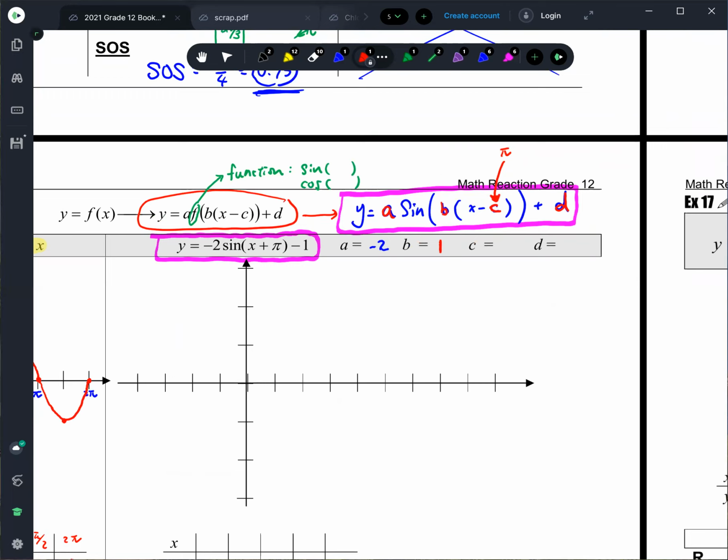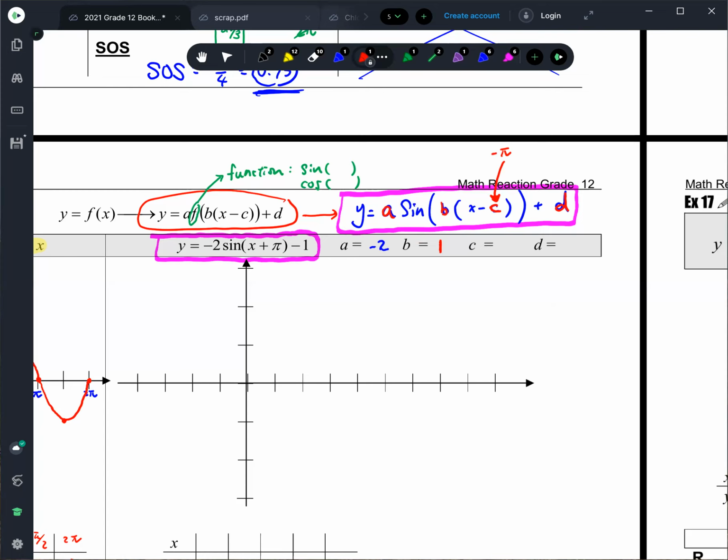Is that what we have in the question, Nick? The question has what? Negative pi. Yes, okay. The bracket has X plus pi. So in order to have a plus pi, you need to sub in negative pi for the C, right? So you have X subtract negative pi become X plus pi. Minus and negative will become plus.